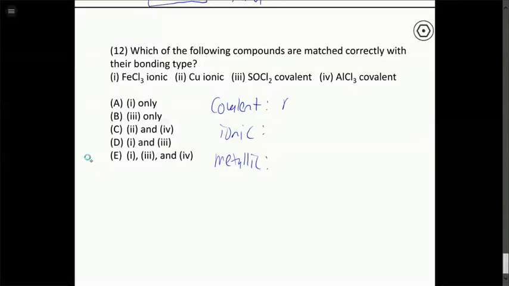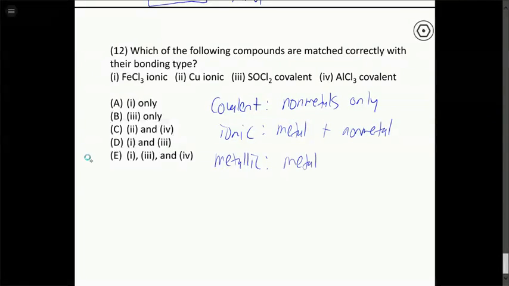Covalent bonding occurs when you have nonmetals only, either as elements or combinations of nonmetals. Those are going to form covalent bonds. Ionic bonds are going to be a metal with a nonmetal. As we just talked about, when metals and nonmetals combine, they form ionic compounds. And then finally, for metallic bonding, you have just a metal by itself, or what are called alloys, which are two different metals combined, but you only have metals.